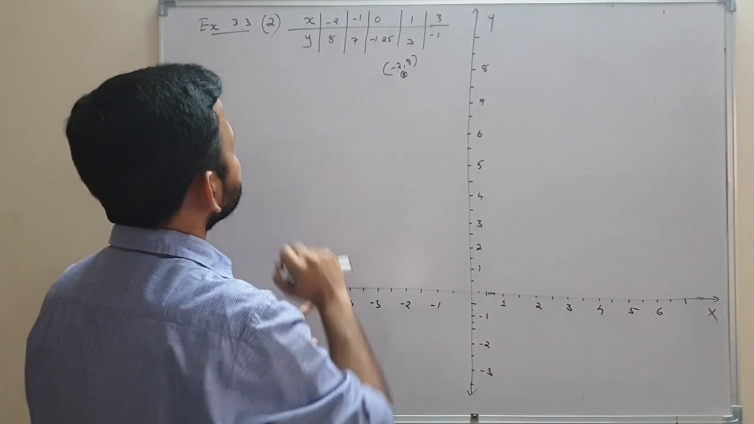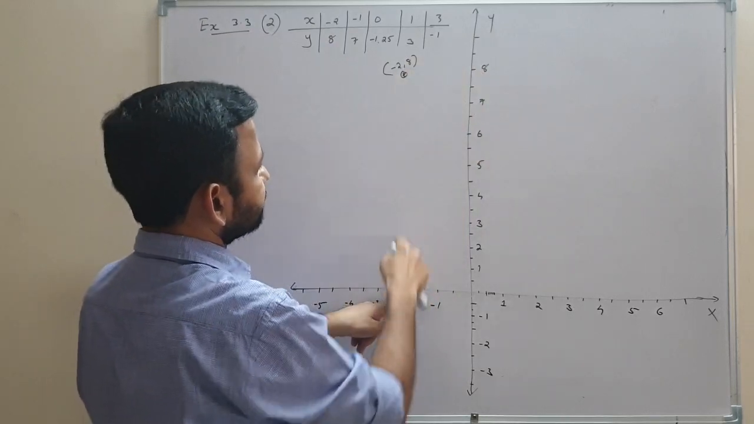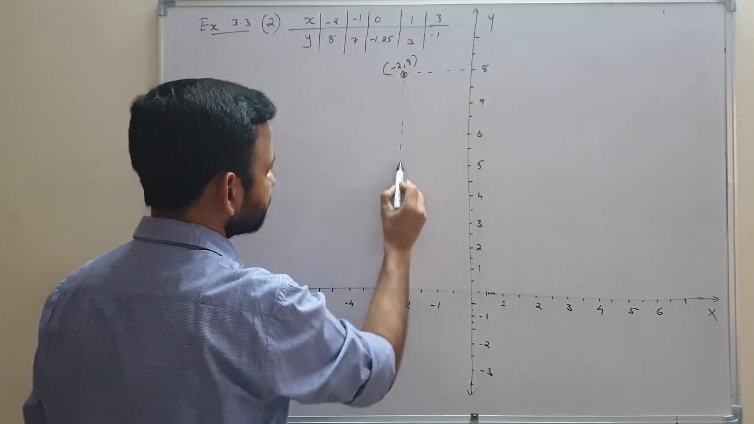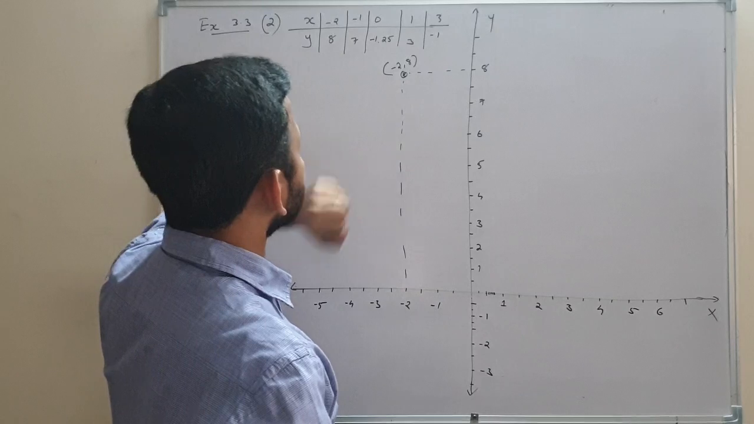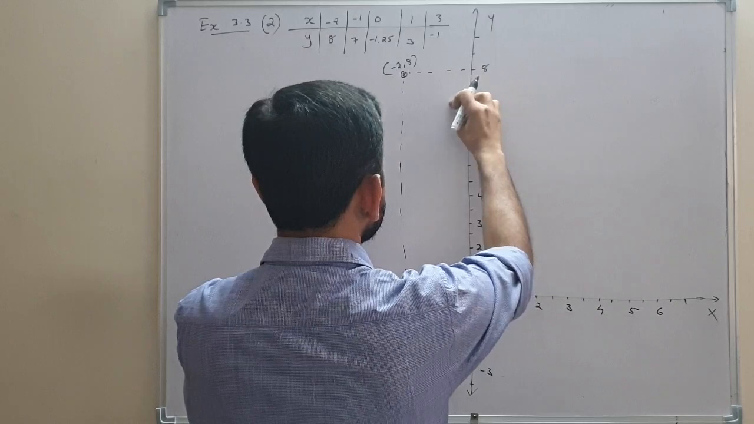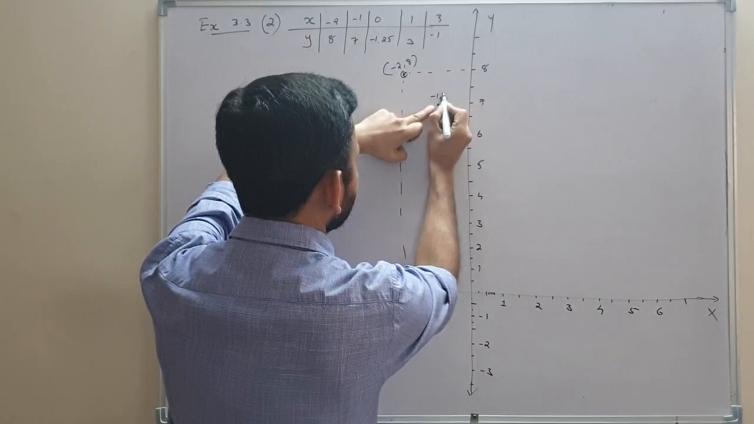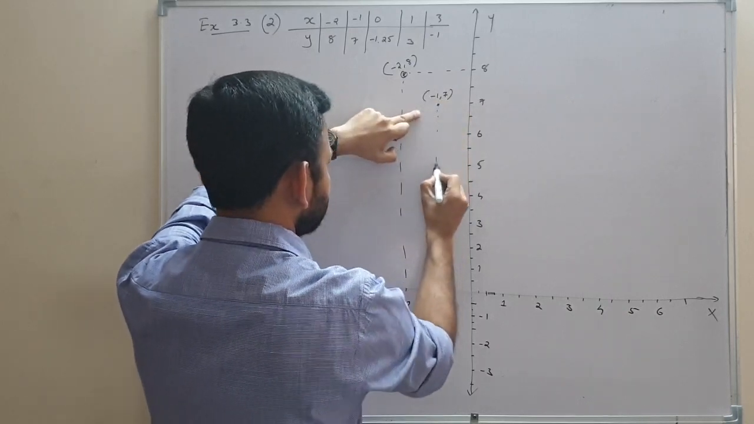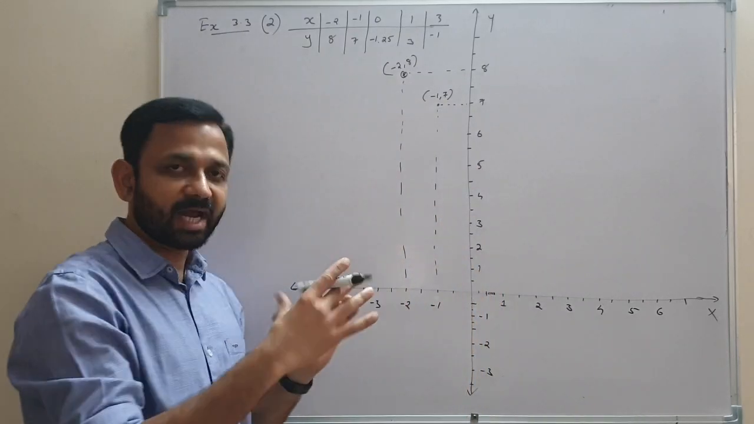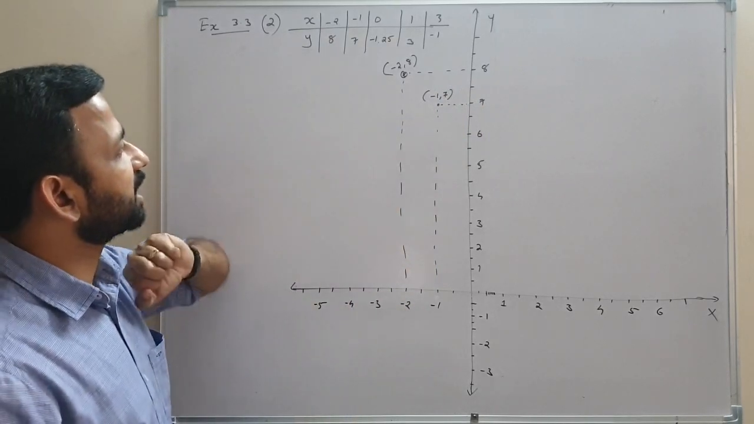The first point is minus 2, 8. In the x-axis minus 2 and in the y-axis 8. So this is our point. Then minus 1, 7. In the x-axis minus 1 and in the y-axis 7. This is our point, minus 1, 7. Actually this line is not required, because if you are working on a graph sheet, there is no need to draw the perpendiculars.